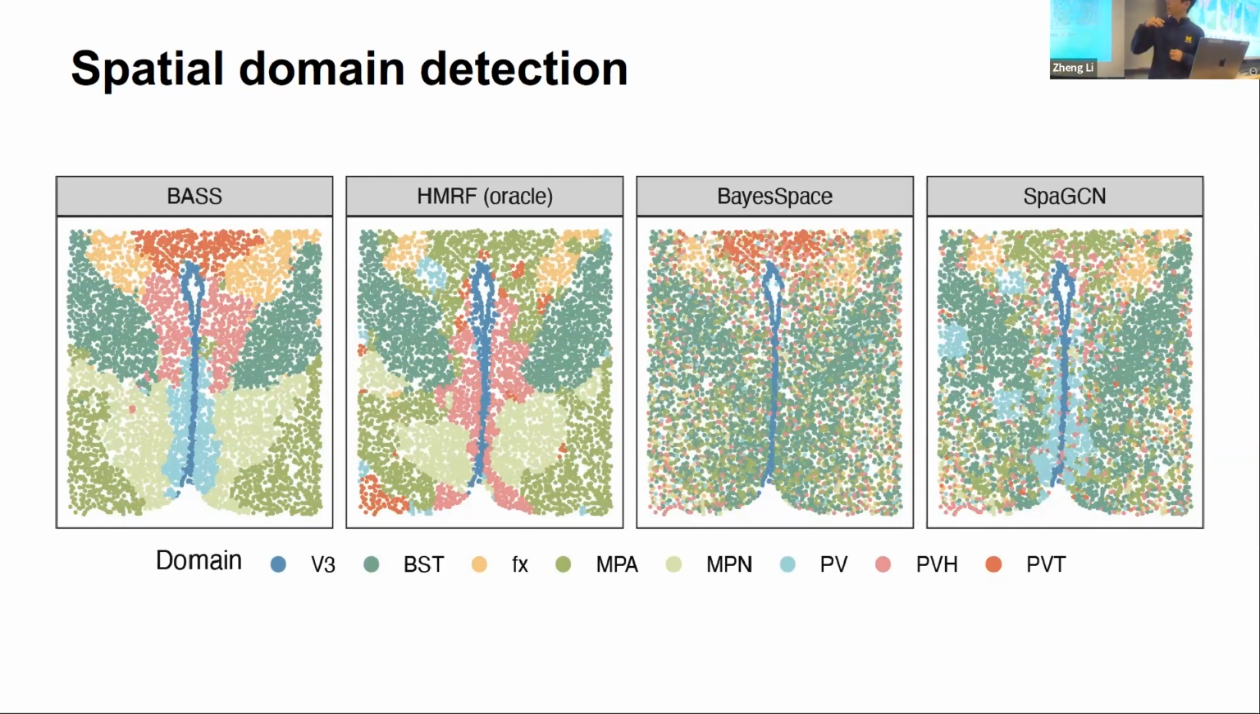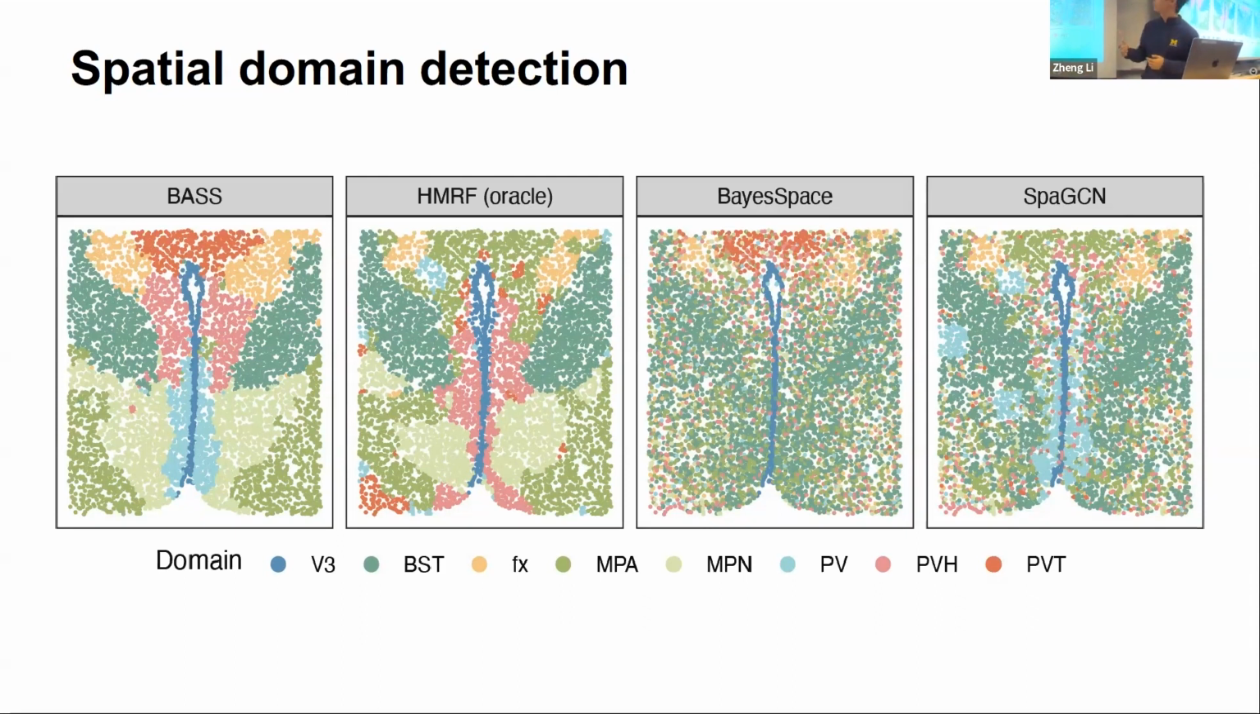And that's because for HMRF, we just specify a list of many different spatial parameters and pick the one that we feel is most reasonable. But this result indicates that our method can estimate the spatial parameter very well. In contrast, Bayes space and SPA-GCN can barely detect any smooth domains. And this is because Bayes space cannot handle single cell resolution data. It's mainly designed for 10x Genomics type of data.